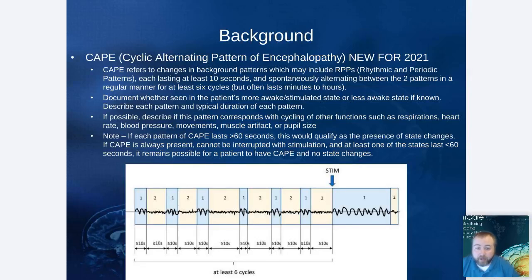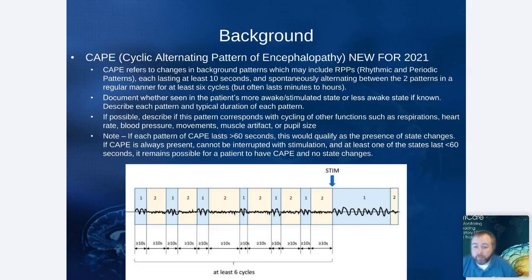If possible, describe if the pattern corresponds with other things that might be cycling. So maybe their respiratory rate is going back and forth with it. Maybe the heart rate, blood pressure. Maybe you're seeing muscle artifact come and go frequently with it.